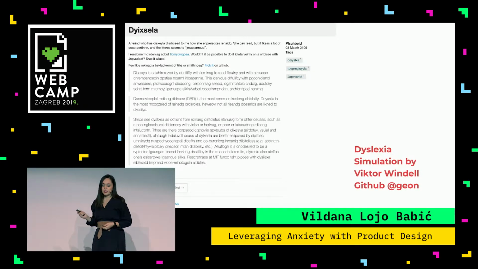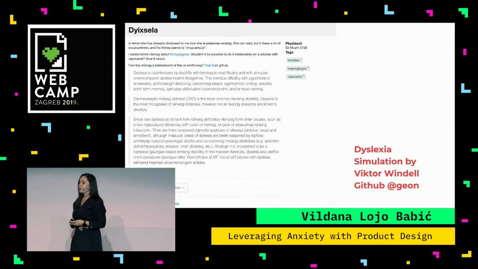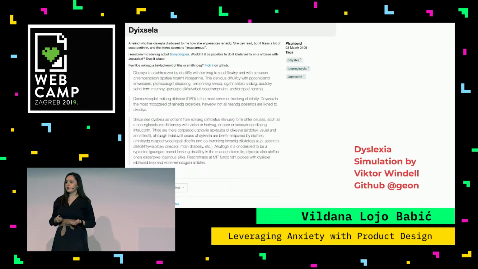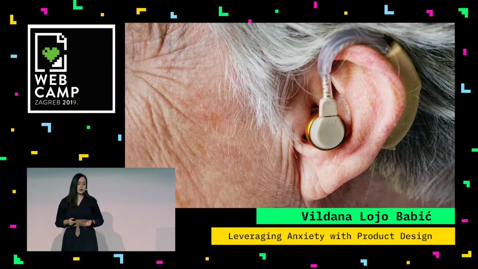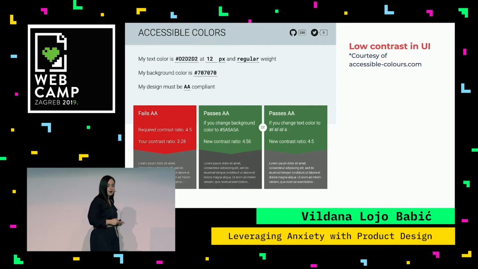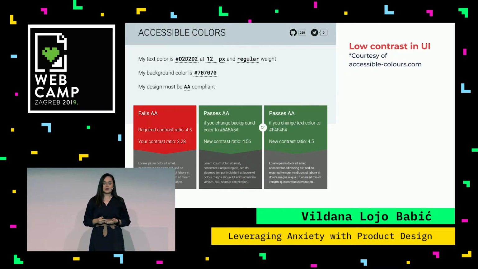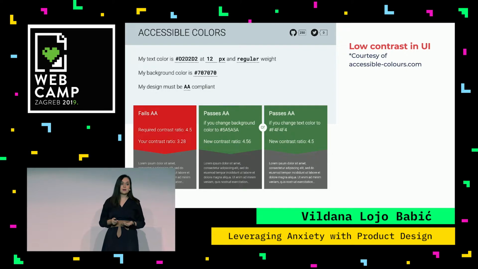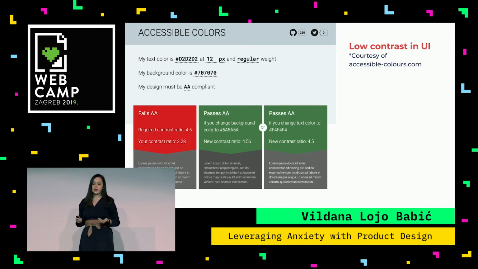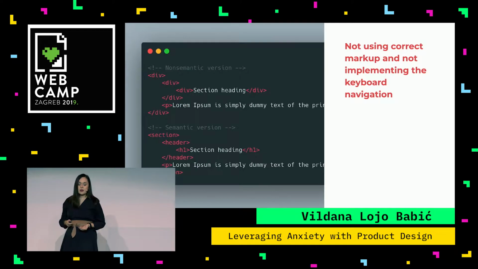Here is a great simulation by Victor Vindel, and you can find this repo on GitHub under his name. Also, disability could be related to deafness and the ability to hear things clearly. But sometimes we tend to forget some of the key things that we need to address in our designs. We design and forget to address accessibility in terms of color and create low contrast in UI.